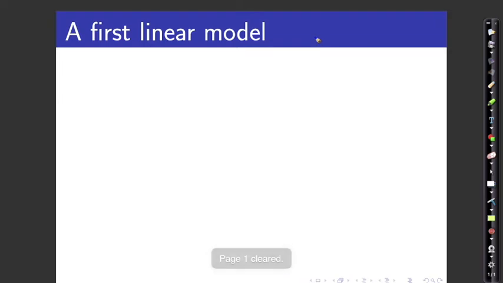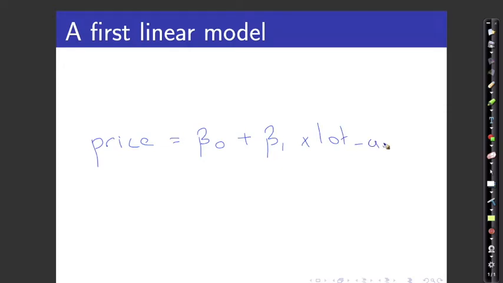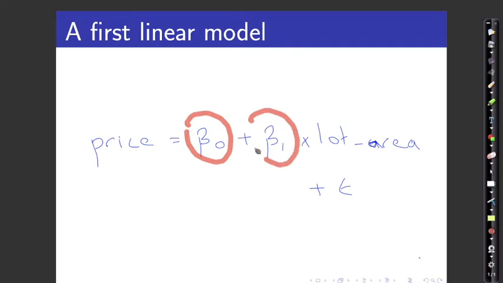Let's be slightly more academic about this. We might say something like price equals some intercept term plus the gradient times lot area plus some unexplained error term. There are two terms that we don't know, the intercept and the gradient, how much the price goes up with each increase in lot area.